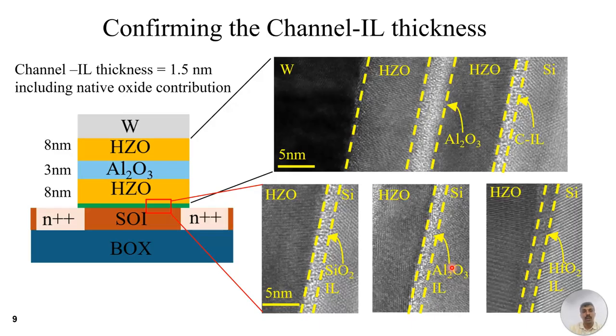Before I go into the details, I would like to show the TEM images of the channel interlayer and the gate stack. We did focused TEM imaging, and we confirmed the thickness of each channel interlayer to be 1.5 nanometer, including the native oxide thickness as well. We also did TEM imaging of the gate stack, which confirmed the thickness of the individual ferroelectric and dielectric layers to be 8 nanometer and 3 nanometer respectively.